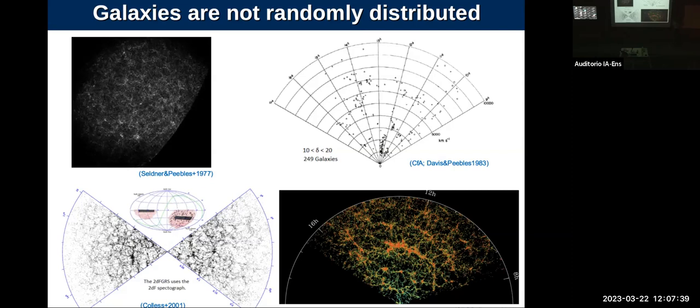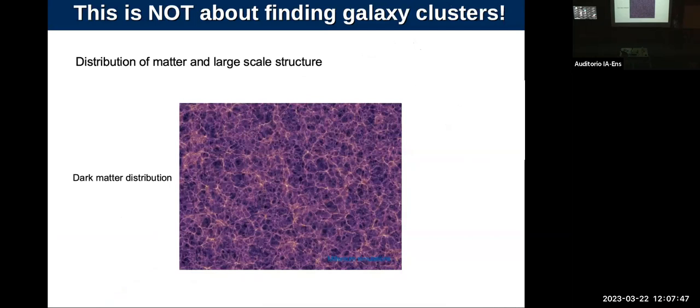So this is the kind of information that clustering is going to give us. Clustering is going to tell us about this large-scale structure of the universe and also about the matter distribution of the universe. So when I say matter, I do not only mean baryonic matter, so the matter from the galaxies, but I also mean the dark matter distribution of the universe.